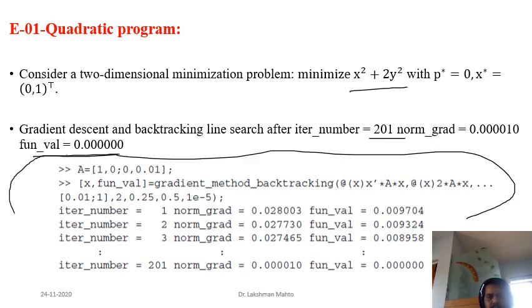I had already taken this iteration from somewhere else. You can observe that at the first iteration this is the value of the objective function, at the second iteration this one, and in this way, finally, you will get the optimal value. In 201 iterations you will get the optimal value.